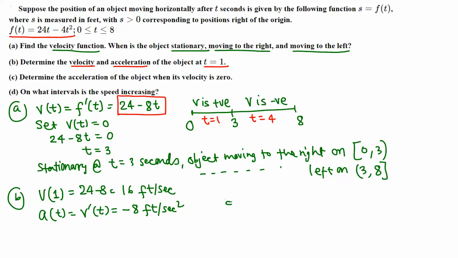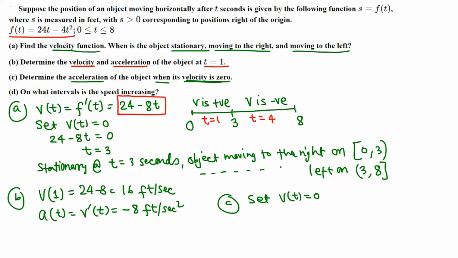Part C, determine the acceleration of the object when its velocity is 0. Velocity 0 means we want to find the time t by setting the velocity to 0. In part A we found the velocity 24 minus 8t, and by the way, the velocity is 0 at t equals 3. So we don't have to simplify again, it's the same thing.